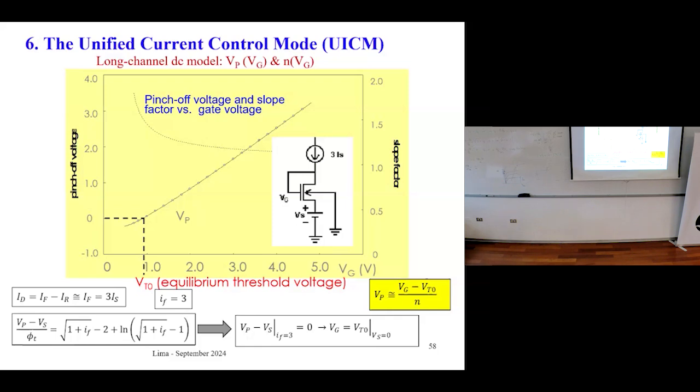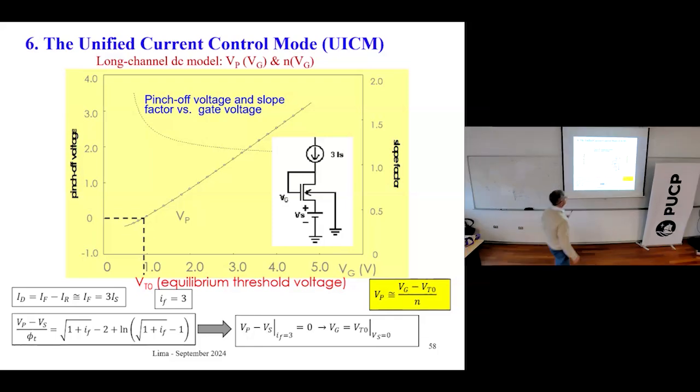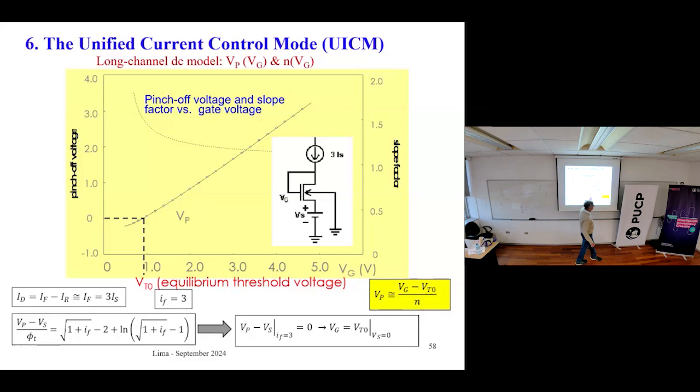Let's say this is the first method to measure the value of the slope factor. And you measure the slope factor in terms of the gate voltage. In fact, this value is a function of VG only. And we have determined the n dependent on the gate voltage using this method, this simple circuit.